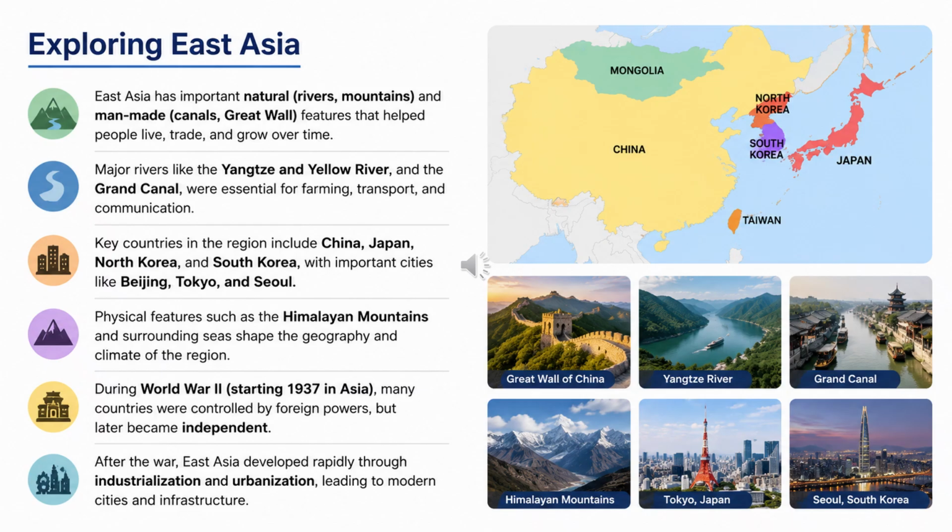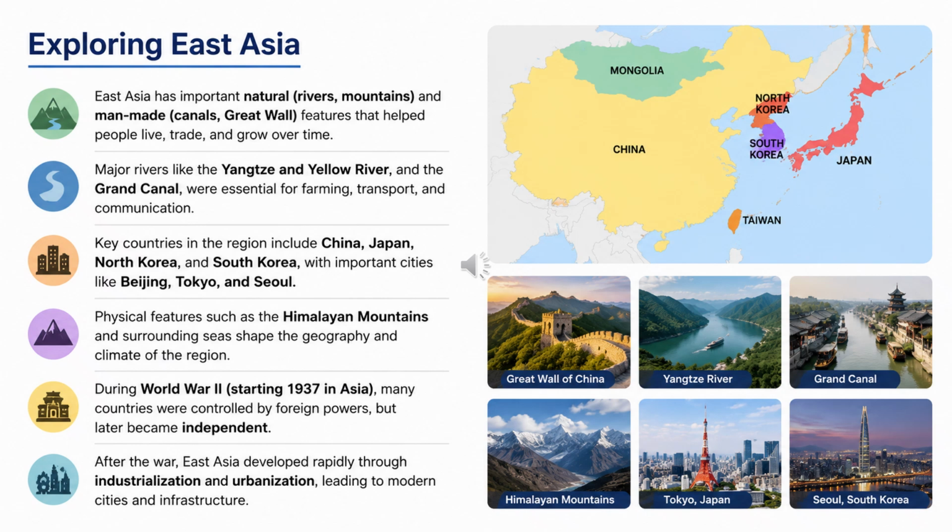Then East Asia is also famous for some amazing man-made features. One of the best known examples is the Great Wall of China. It was built many centuries ago to protect China from invasions. Another important man-made feature is the Grand Canal, which connects different parts of China and has been used for transportation and trade for hundreds of years.